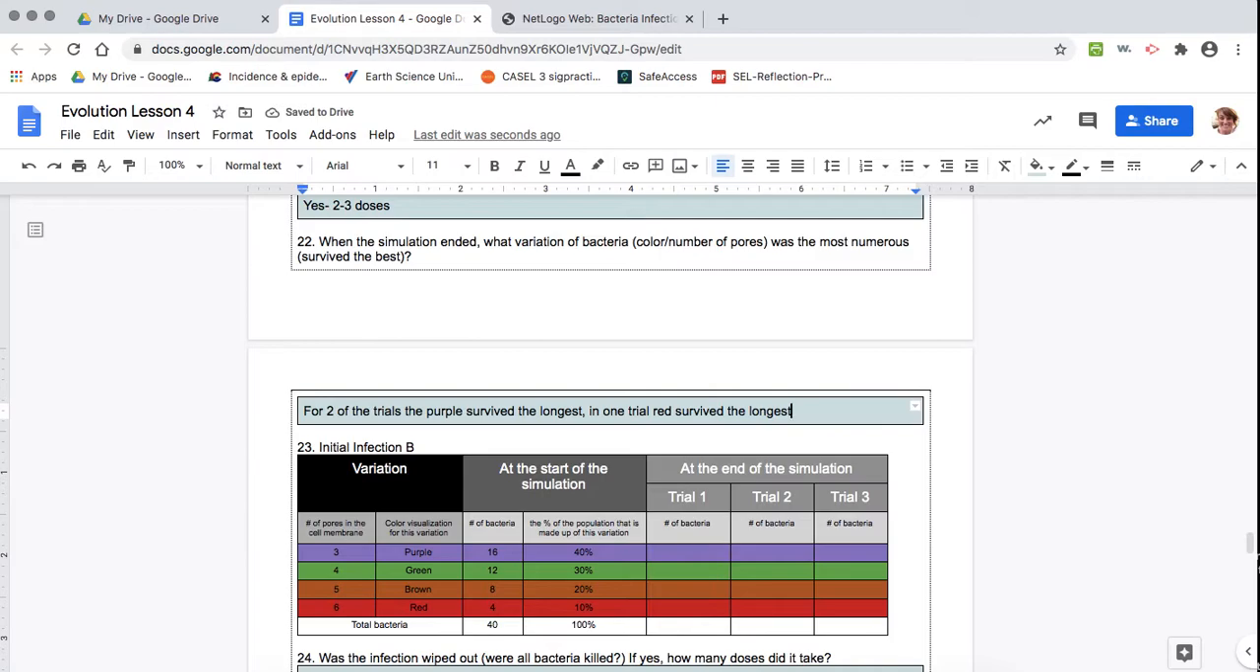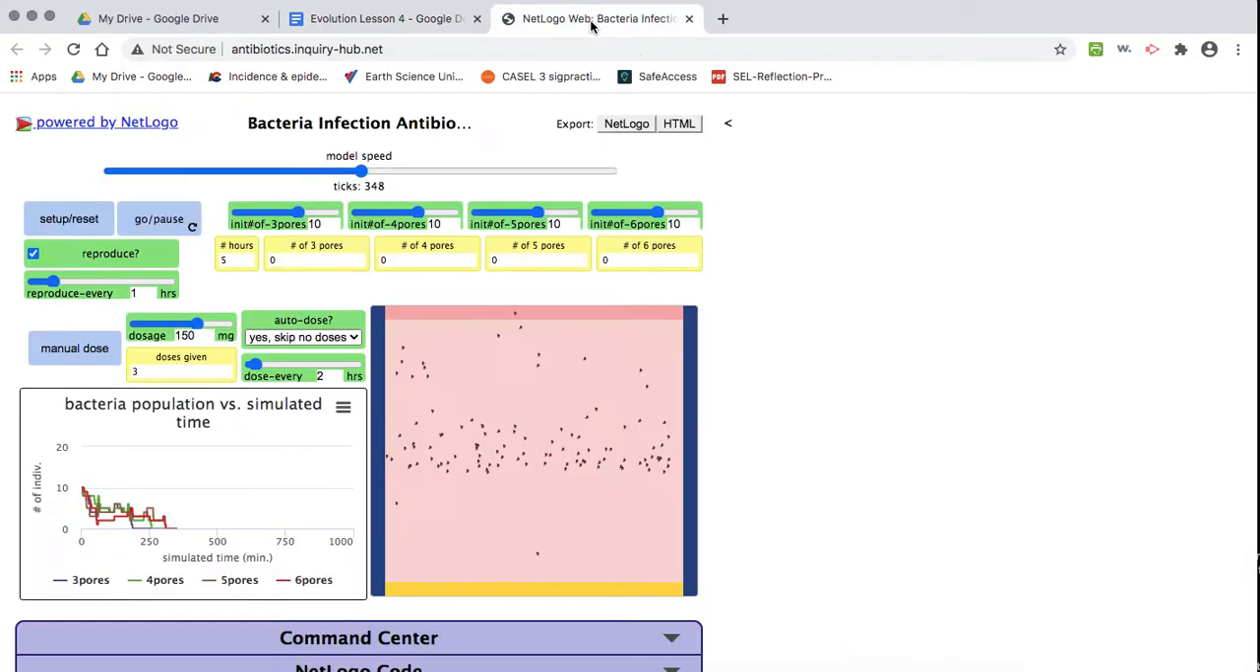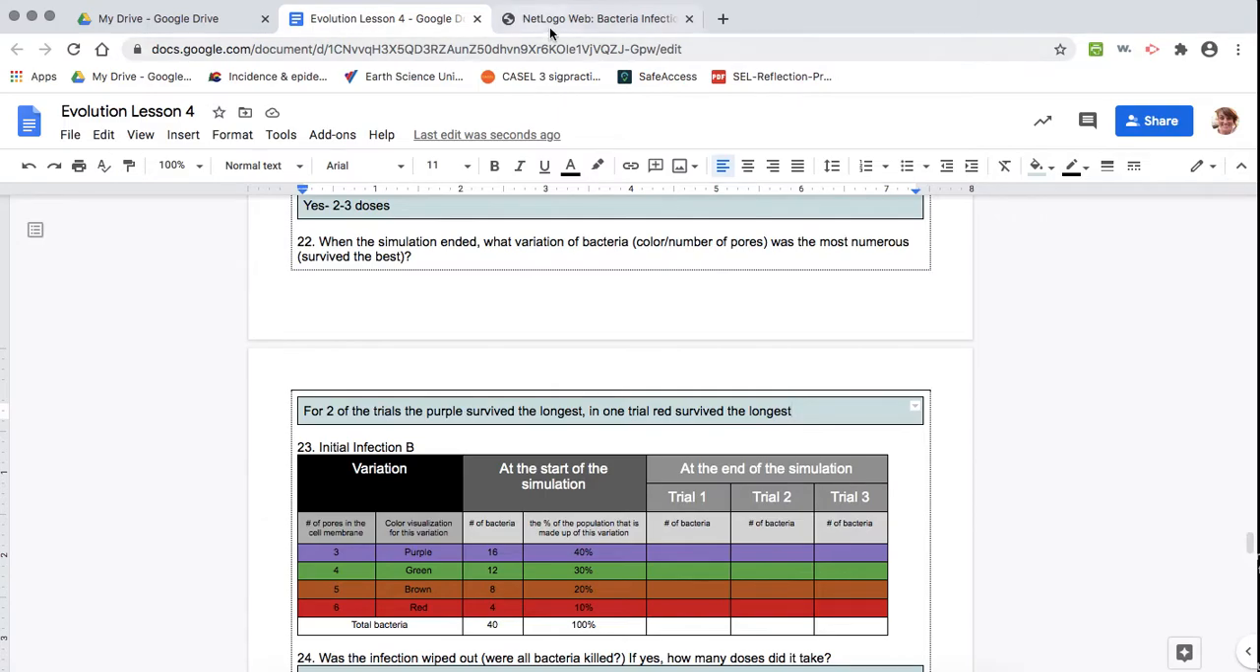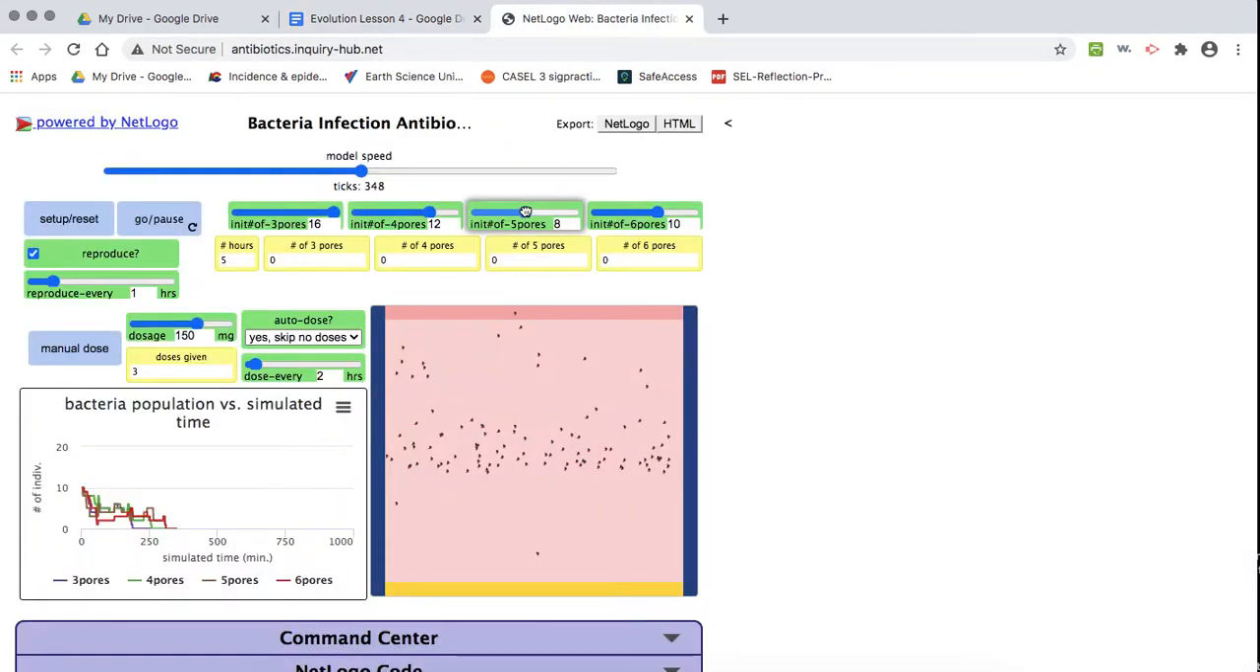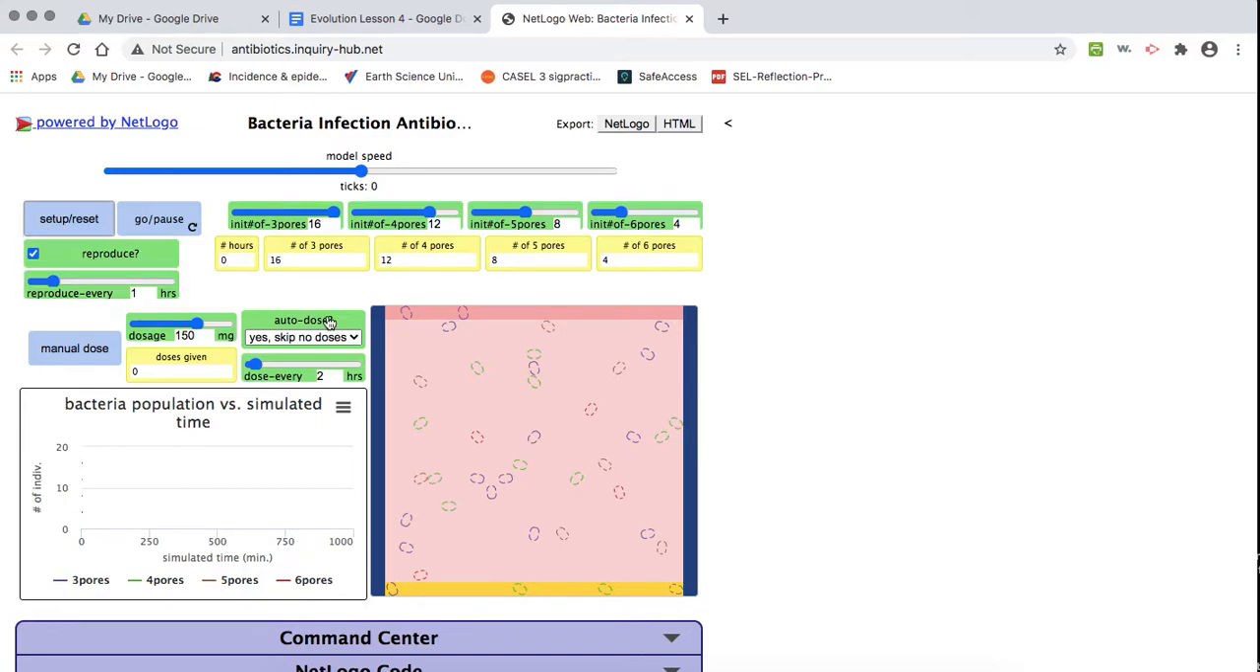All right, so investigation 2 is going to be very similar, except we're going to start with different trait variations. So for this one, we're going to start with 16 purple, 12 green, 8 brown, and 4 red. So I'm going to run back to my simulation, and I'm going to change this to 16 purple, 12, 8, and 4. All right, and then I hit setup, reset. Everything else is going to stay the same.